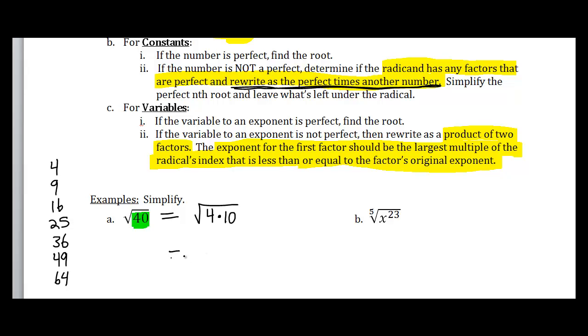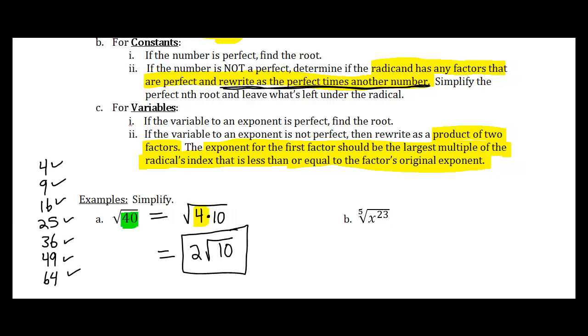Now that we have the 4, since it is perfect, it does not belong under that radical. It's perfect, so it can go out. But when we go out, we have to actually take the square root. The square root of 4 is 2. And so we end up with 2 times the square root of 10. Notice I am completely simplified because there is no perfect square that can go evenly into 10. All right, and so this is completely simplified, and this is how we always want to leave our answer. So the square root of 40 is the same thing as 2 times the square root of 10.